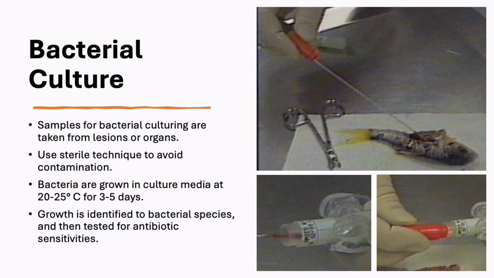For Mycobacterium, it can sometimes take 10 or even 20 days to get a good culture. So it's important to give it a long enough time to make sure that the bacteria is growing. Once the bacteria grows in culture, then it can be tested with various processes to determine what species of bacteria it is. And then it can be tested for antibiotic sensitivity to determine what is the best antibiotic used to treat that specific bacteria.